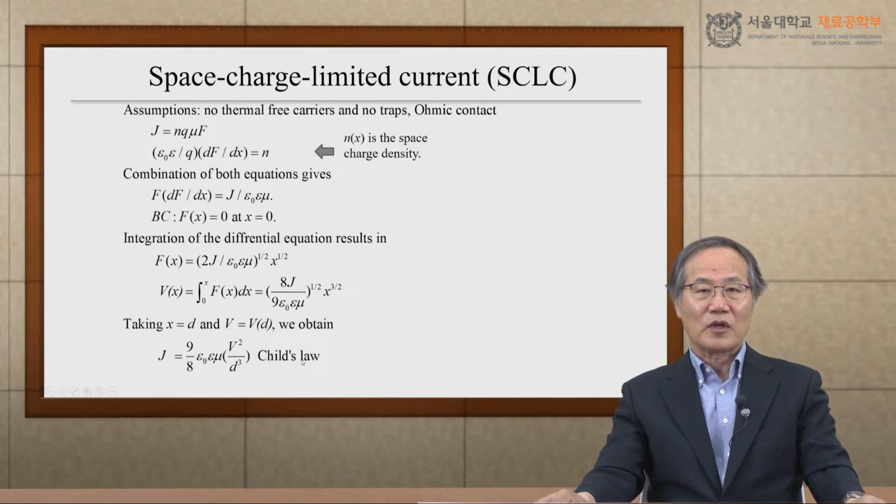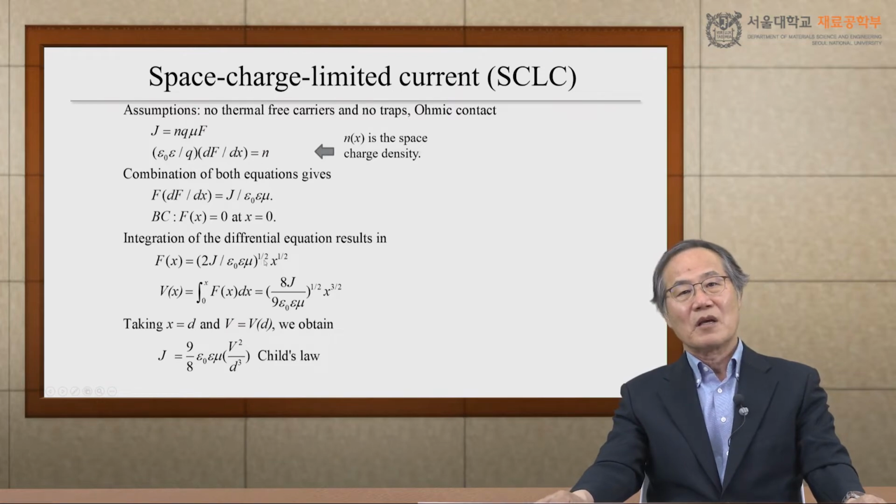That's called Child's law, where current density is proportional to V squared instead of V. So this is different from Ohm's law. I think that you can derive it easily to reach these equations using these boundary conditions. So the field is also not constant, but it is a function of position. Potential is also proportional to x to the power of three halves.